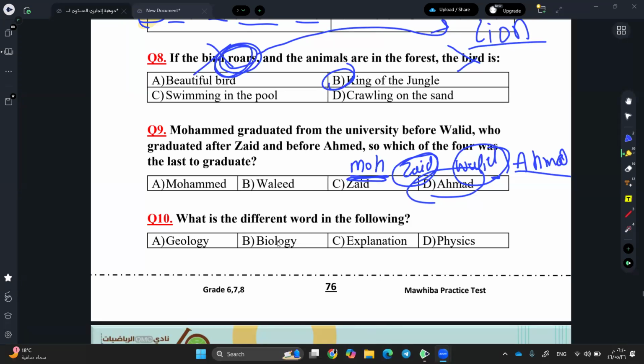Okay. Yalla, question number 10, 11, and 12. Yalla Nayef.